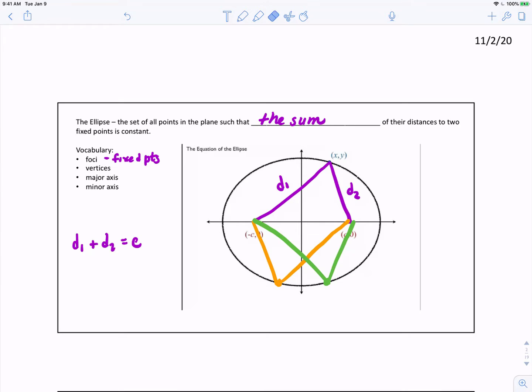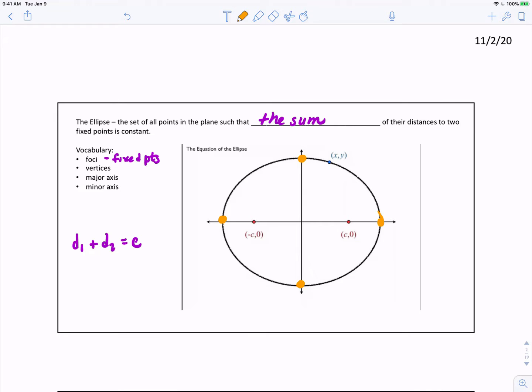Okay? Some vocabulary associated with the ellipse. We already talked about the foci. The vertices are these endpoints here. So an ellipse is going to have four vertices.